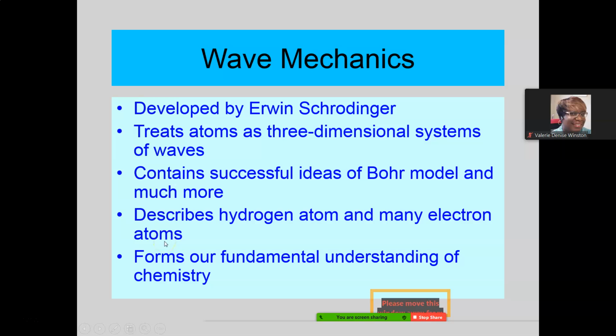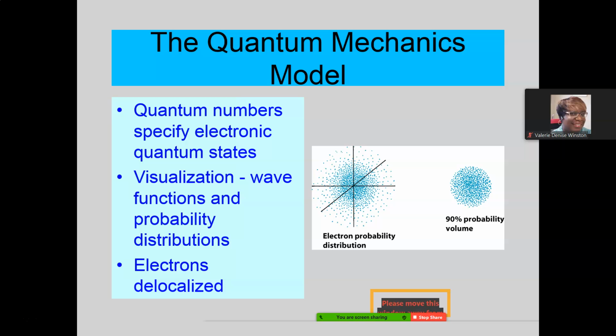But of course, the more electrons you have, the more complicated your waves and everything else gets. Okay? But that forms our fundamental understanding of chemistry. All this is to get to say that statement there, that it forms our fundamental understanding of chemistry. Now, we knew chemistry long before we knew Schrödinger's wave mechanics, but this tells you why. Okay? So, here's the quantum mechanics model.